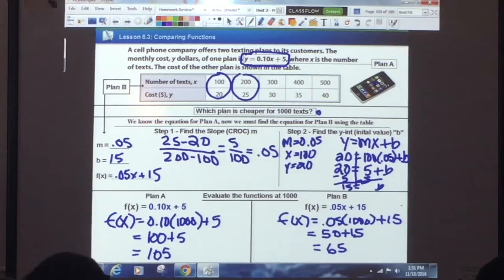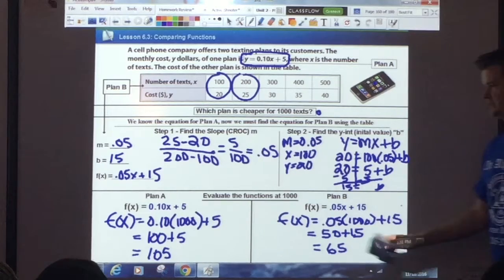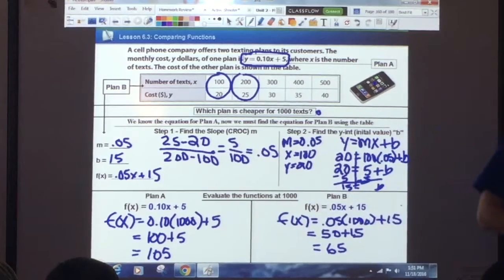Janelle Williams. Now that we have all the information, Janelle, which plan is cheaper for 1,000 text messages, A or B? Plan B is cheaper, 65 versus 105. Plan B is the cheaper option in the long run. There you go, thank you very much, good job.